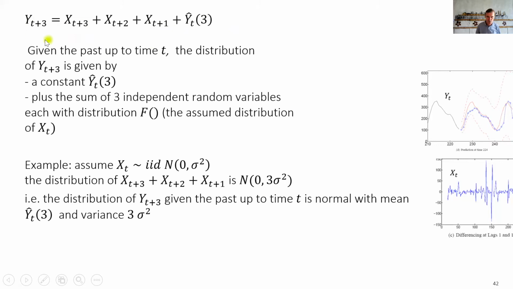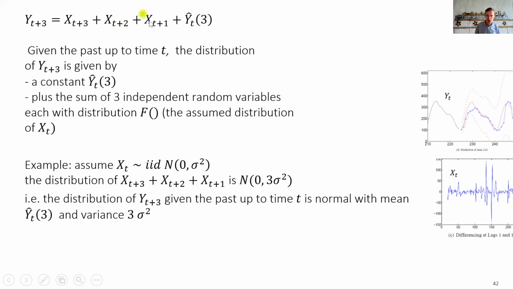So the distribution of the future, conditional to knowing everything up to time t, is simply a constant plus the convolution, or the distribution of the sum, of those three innovation terms. In one of the versions of this model, I'm assuming the filtered noise terms are IID Gaussian with 0 mean and sigma square variance. Therefore, I know what is the distribution of this.